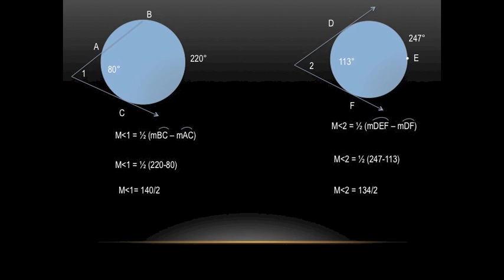Then 220 minus 80 is 140, and 247 minus 113 is 134. After you divide by 2, the measure of angle 1 is 70 degrees, and the measure of angle 2 is 67 degrees.